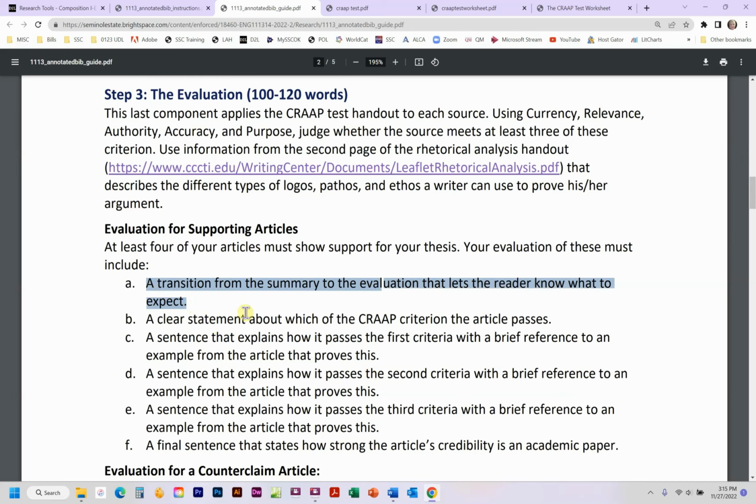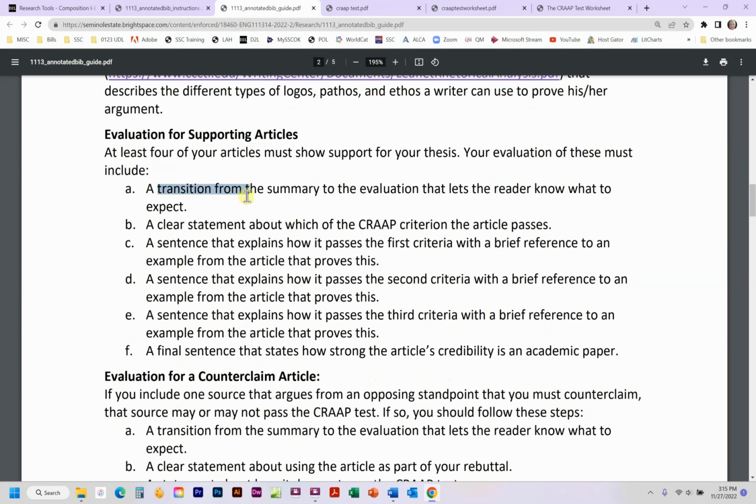Okay, so you are going to, first of all, give us a transition from the summary to the evaluation that lets us readers know that you're now in the evaluative mode, right? You're going to give a clear statement about what the CRAP test criteria in the article passes, right? And those two things are probably going to be together, so these two things can be one sentence, right? Notice I don't say a sentence, I just say a transition. And a transition could be a sentence, but it might just be a word or a phrase.